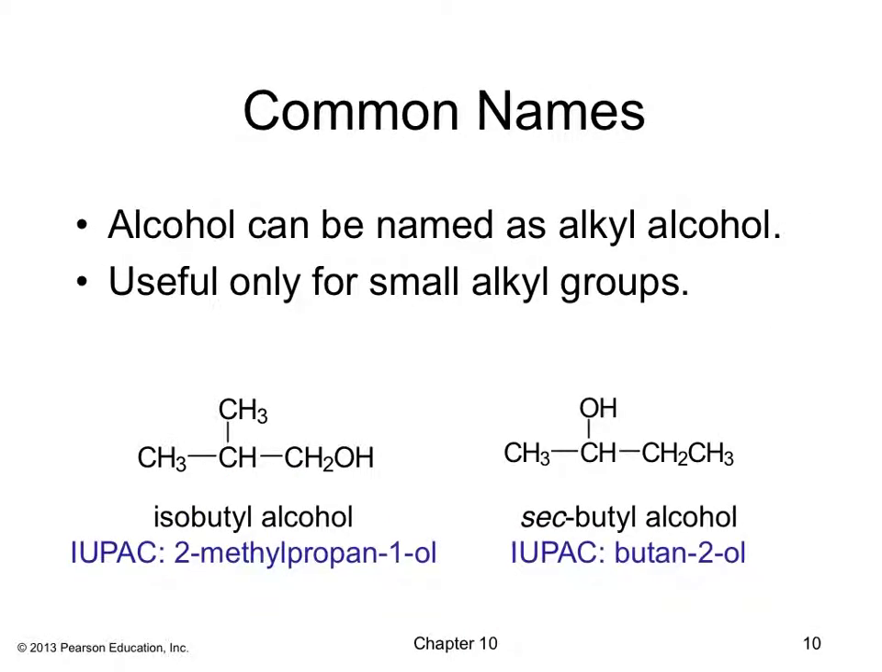There are common names of alcohols, and they're useful only for small alkyl groups. This 2-methylpropan-1-ol shown here is also, right, this is an isobutyl group, so this will be isobutyl alcohol. This is, in this case, sec-butyl alcohol, right? It's a secondary butyl group.